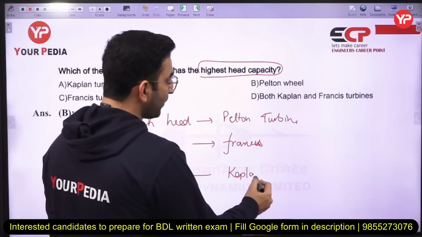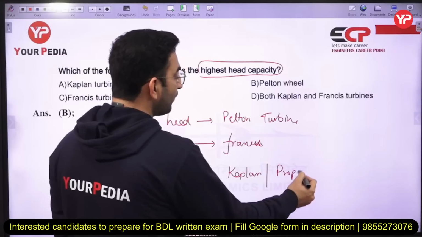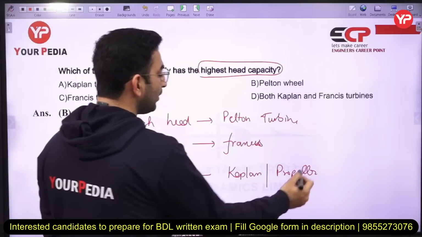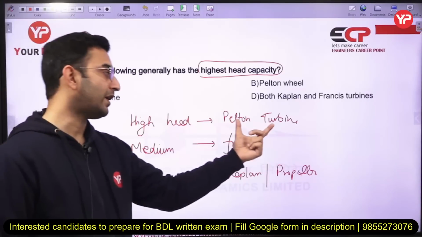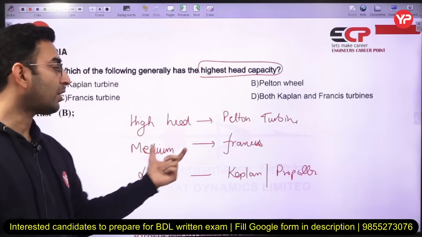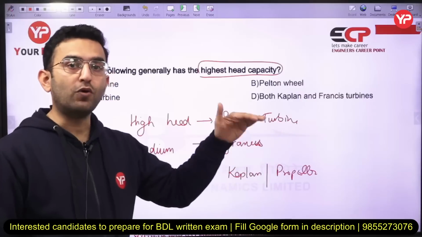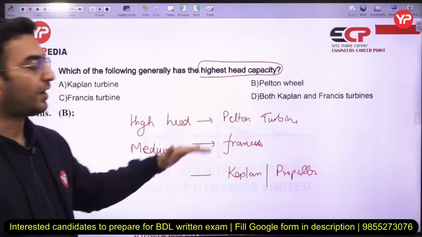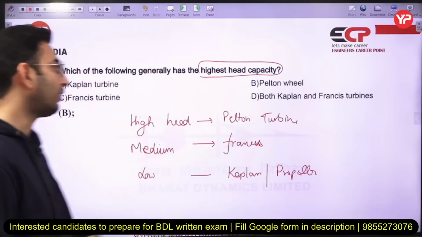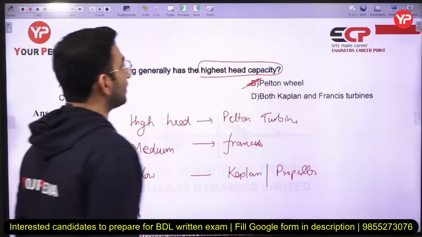So always remember, in the case of a Pelton turbine, even though we have a high head requirement, the corresponding discharge is very less. And when we talk about the medium head turbine, that is the Francis turbine, the corresponding discharge is medium, or it will be more as compared to the Pelton wheel. And when we talk about the low head turbine, the corresponding discharge is very high. Always remember that part. So here option B is going to be the correct answer.